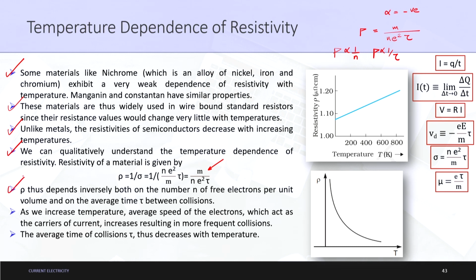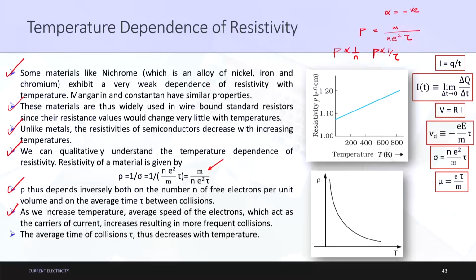As we increase temperature, the average speed of the electrons, which act as the carriers of current, increases, resulting in more frequent collisions. Quite evident, because there will be much more heat. Because of this heat, the electrons move apart or towards each other at a very rapid pace. So, as we increase temperature, the average speed of the electrons increases, resulting in more frequent collisions, and therefore the average time decreases. The average time of collisions, tau, thus decreases with temperature.